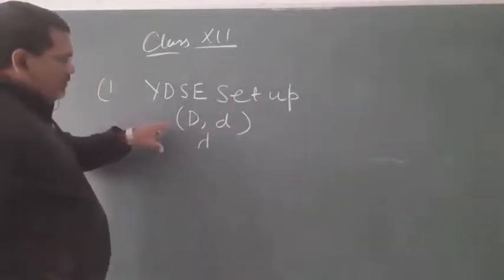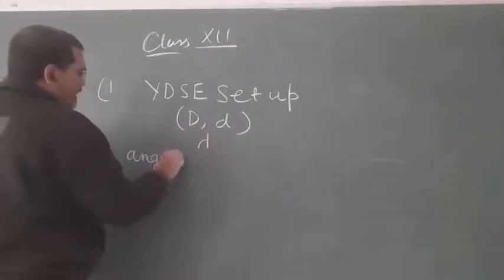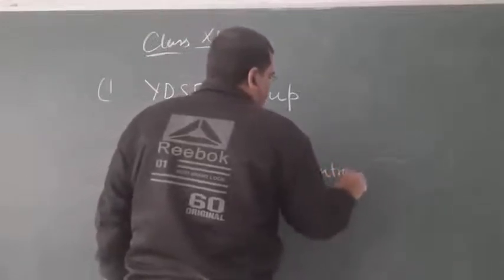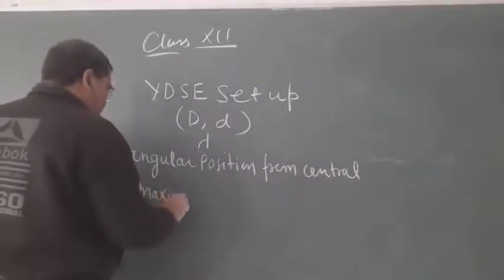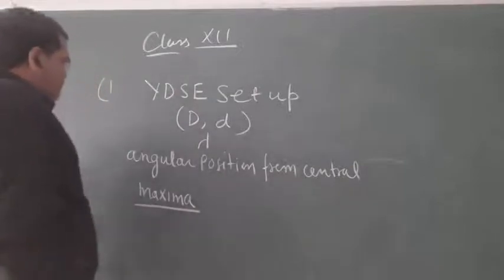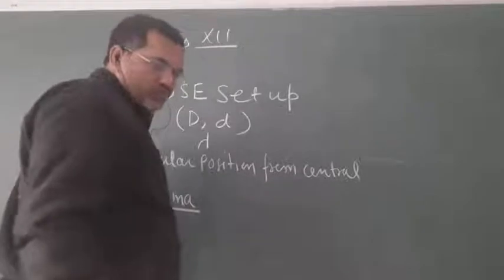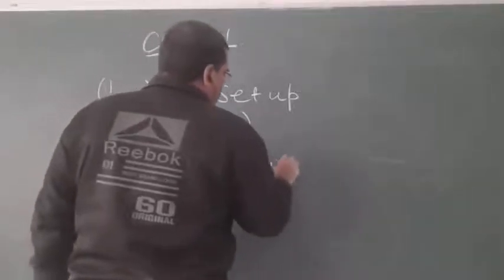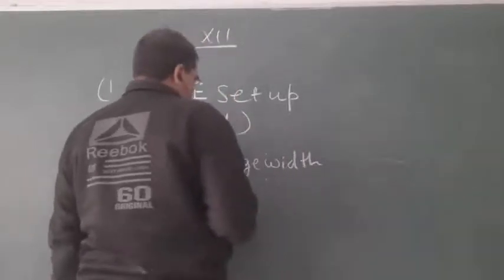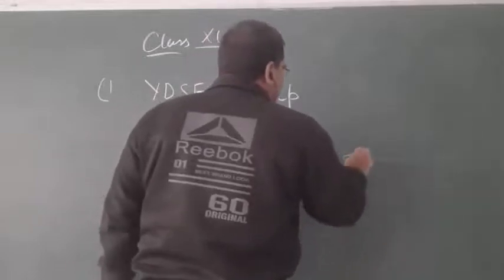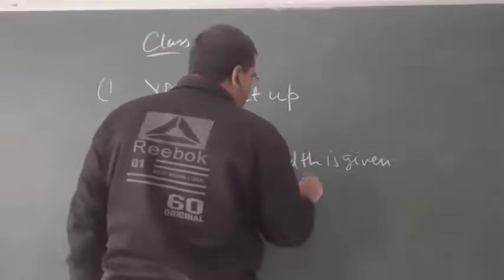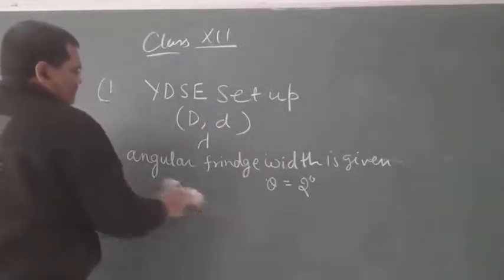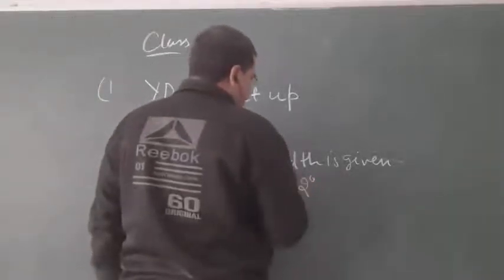It is given that the angular position from the central maximum, not exactly angular position, the angular fringe width, is given, that is theta equal to 0.2 degree.